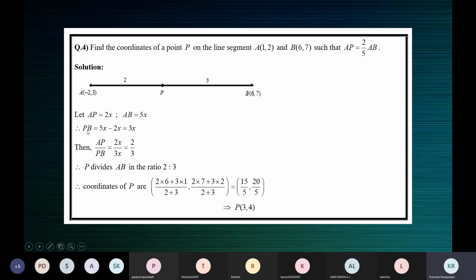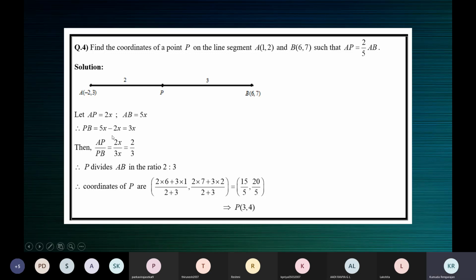So from this, we can find PB. We know AP is 2x and the full thing AB is 5x. PB is the full thing AB minus AP, 5x minus 2x, which is 3x.